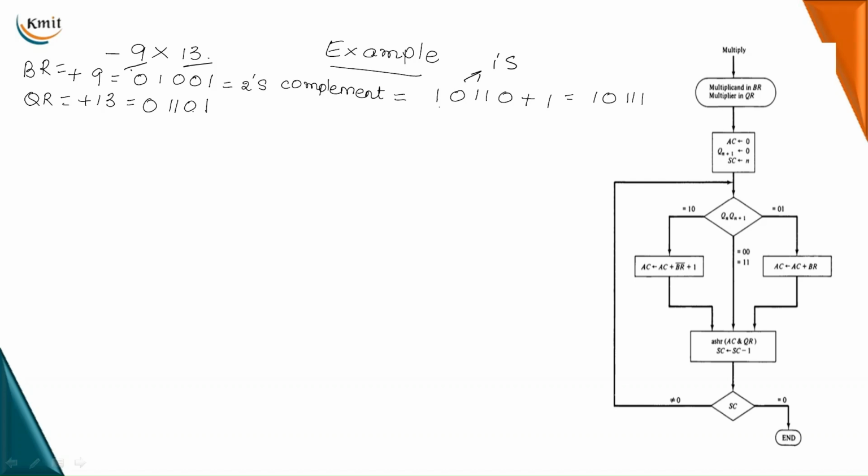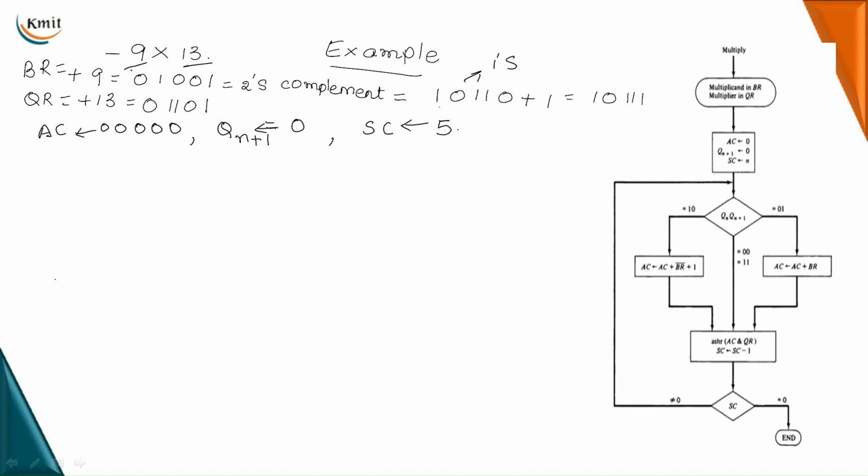In the next step, I am going to initialize the content of my AC register. AC, as you know, is a temporary register which is initialized to all zeros initially. And your Qn plus 1 bit is an extra flip flop that is initialized to 0. Similarly, the sequence counter SC is initialized to n, where n represents the number of bits of your multiplier. I am representing my multiplier with a 5-bit representation, so the sequence counter becomes 5.